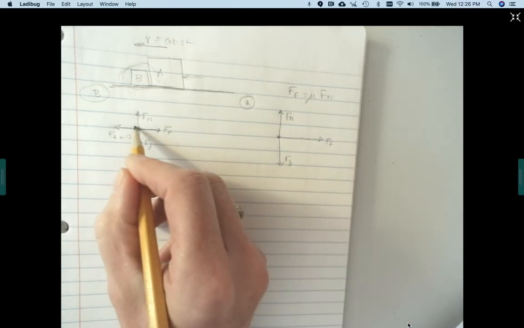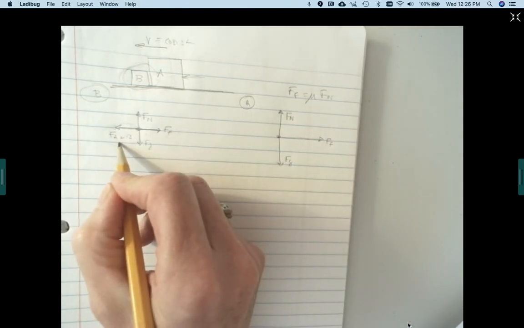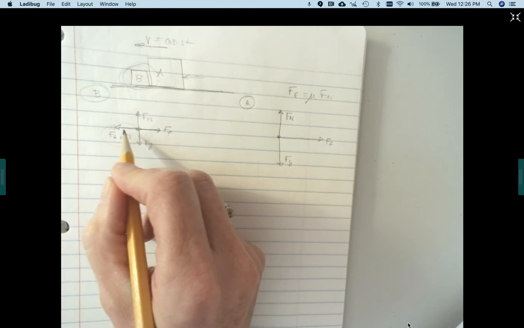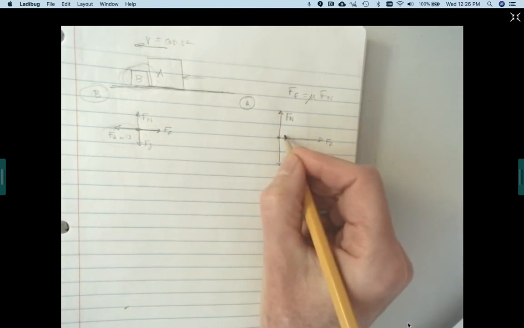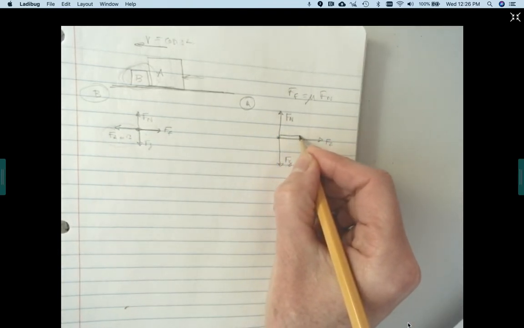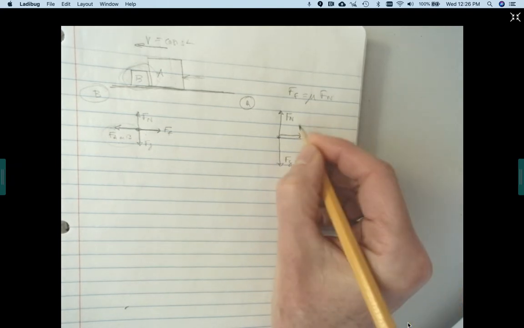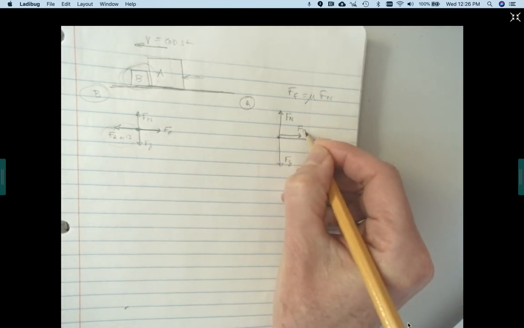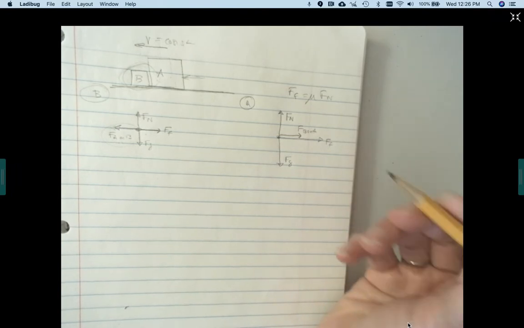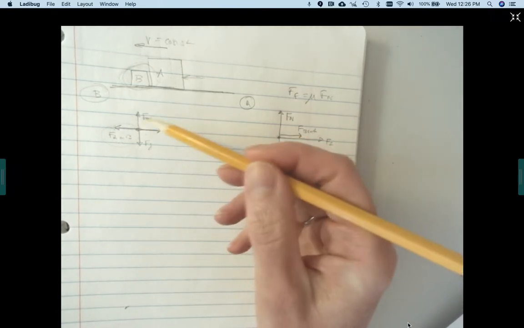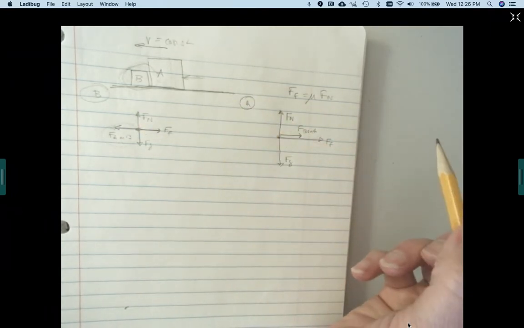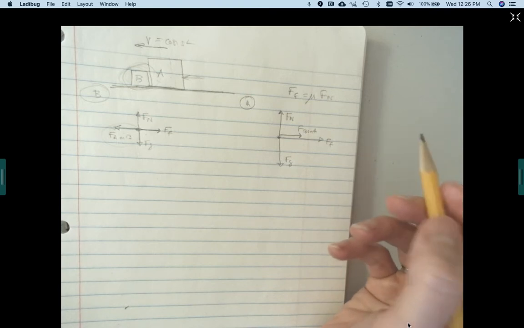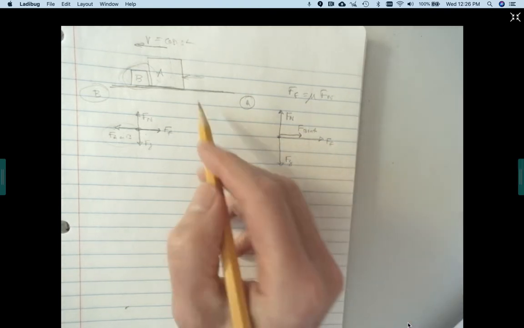Okay. Now, A exerts a force on B. B is going to exert an equal and opposite force on A. So I'm going to take this guy and flip it over here. And it's about half the length of friction. And this is the force of B on A. So A is trying to move B forward, B is pushing back, right? That's the third law.